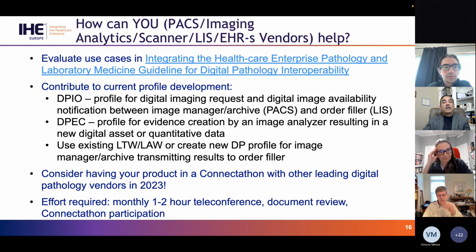Even if you don't have time to attend or you have a conflict with the regularly scheduled teleconferences, there's always an opportunity to review the minutes, provide feedback, look at the documents, look at the use cases, and interact through the Google group. So you can interact asynchronously with the rest of the technical experts that are trying to advance the interoperability around digital pathology. Next slide.